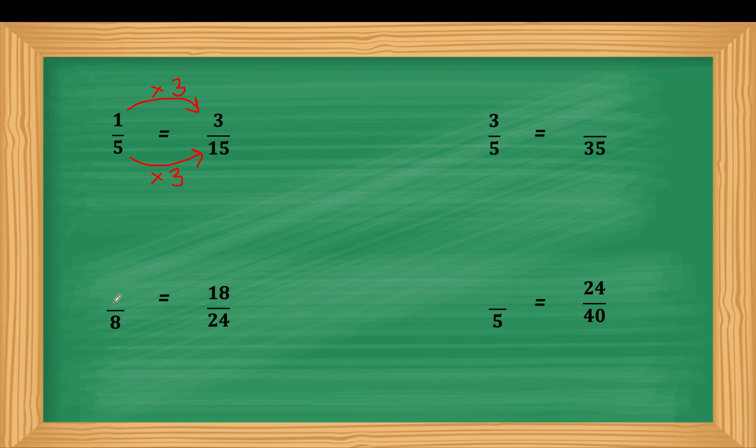Now, I have a blank space here, so I need to find the numerator. But I have the denominator, and I have 8 over this side, and I have 24 over this side. But I need to ask myself, what did I do to the 8 to end up with 24? Very good. So I can multiply by 3 to get 24.